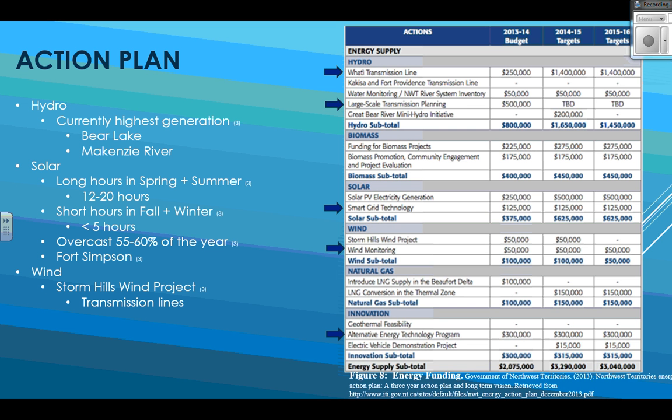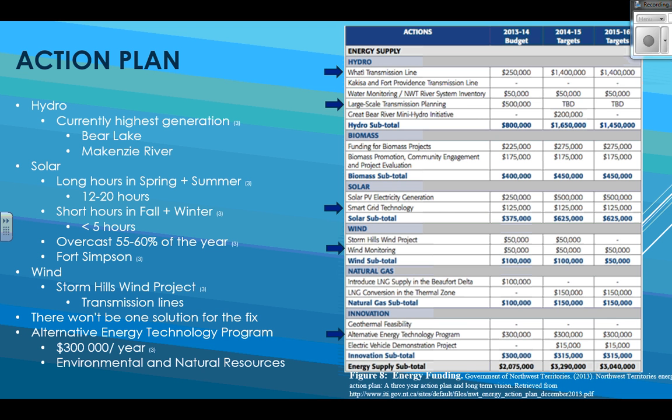Wind, the Storm Hills project is a traditional turbine setup, but it could be $30 million in transmission lines just to have that energy transmitted to other places. There obviously won't be one solution to fixing the energy problem in the Northwest Territories. What's important from this chart here is the bottom arrow, the Alternative Energy Technology Program, as they're putting in $300,000 a year for new energy projects, which could be high altitude wind turbines.